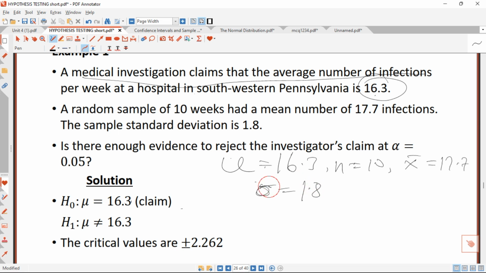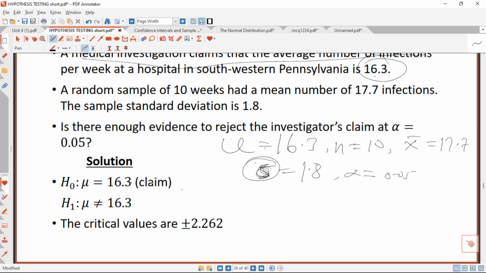So this sample size here will be n. So with this criteria, and alpha is equal to 0.05, we could see clearly that our sample standard deviation is given to us. So since our sample standard deviation is given to us, we are going to use what we call the one sample t-test for the population mean, right?